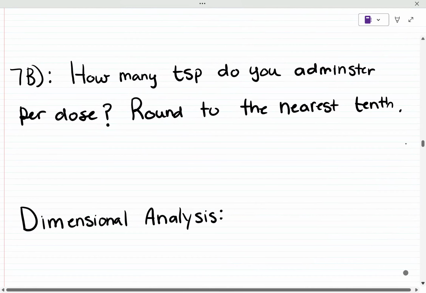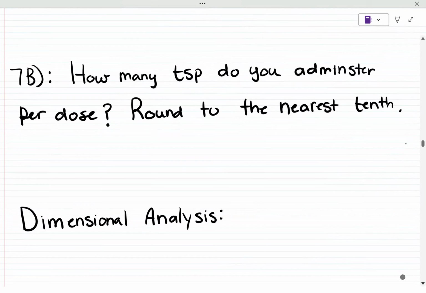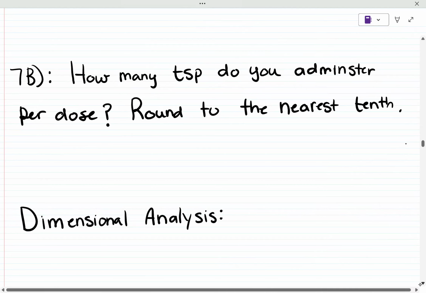Question 7B, how many teaspoons do you administer per dose, rounded to the nearest tenth? Now they're asking how many teaspoons. So this one you have to do a double conversion. It's the same problem, but they want it in teaspoons. In part A, they wanted it in milliliters. So yes, double conversion. Let's do that.